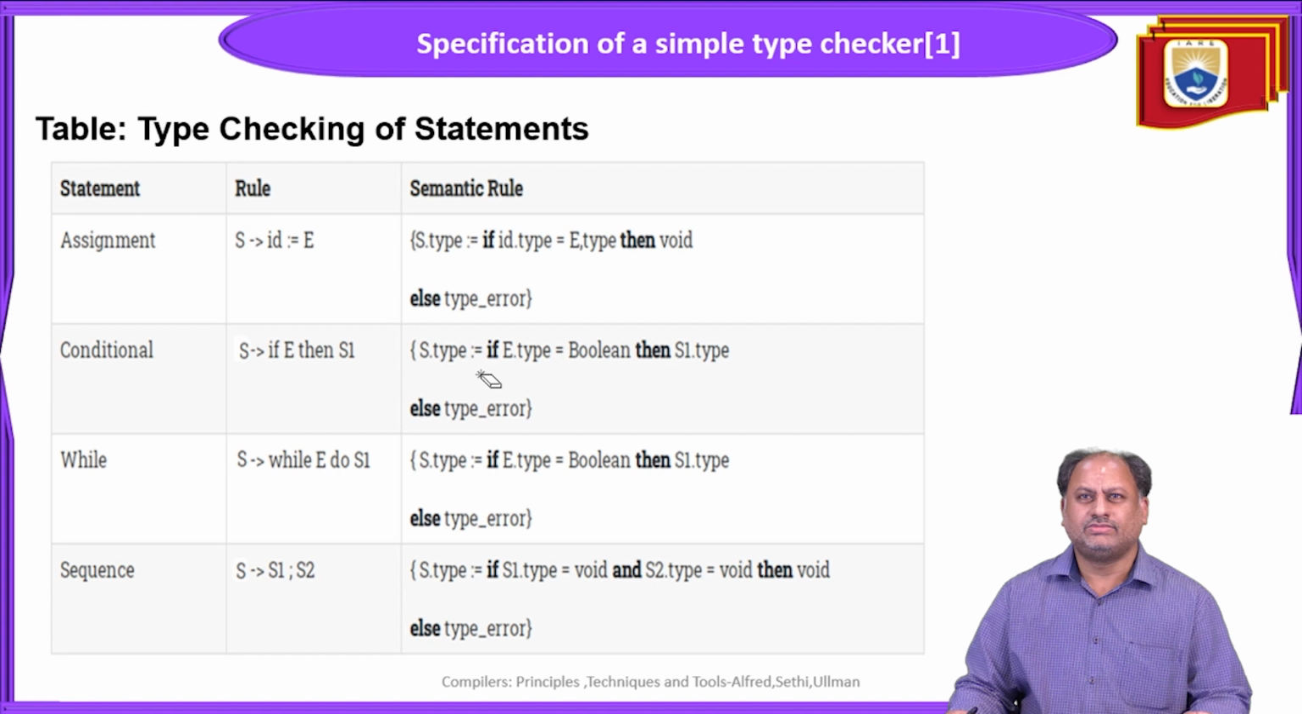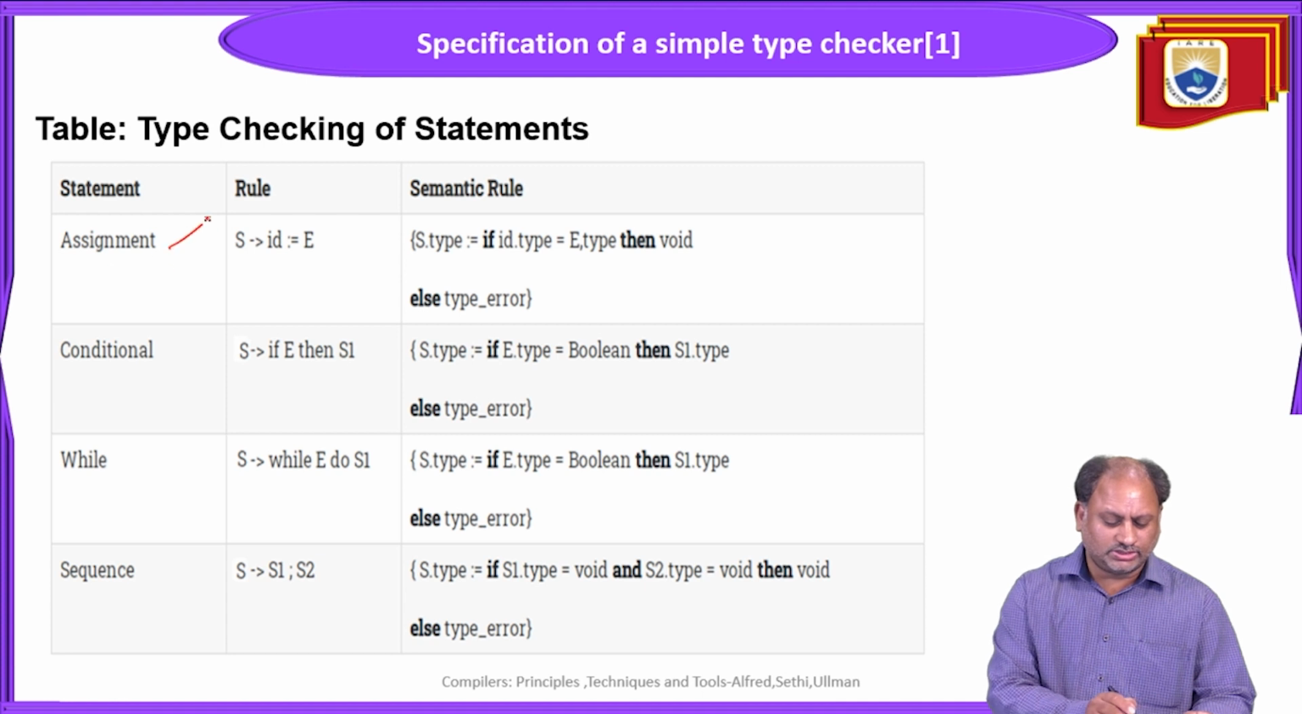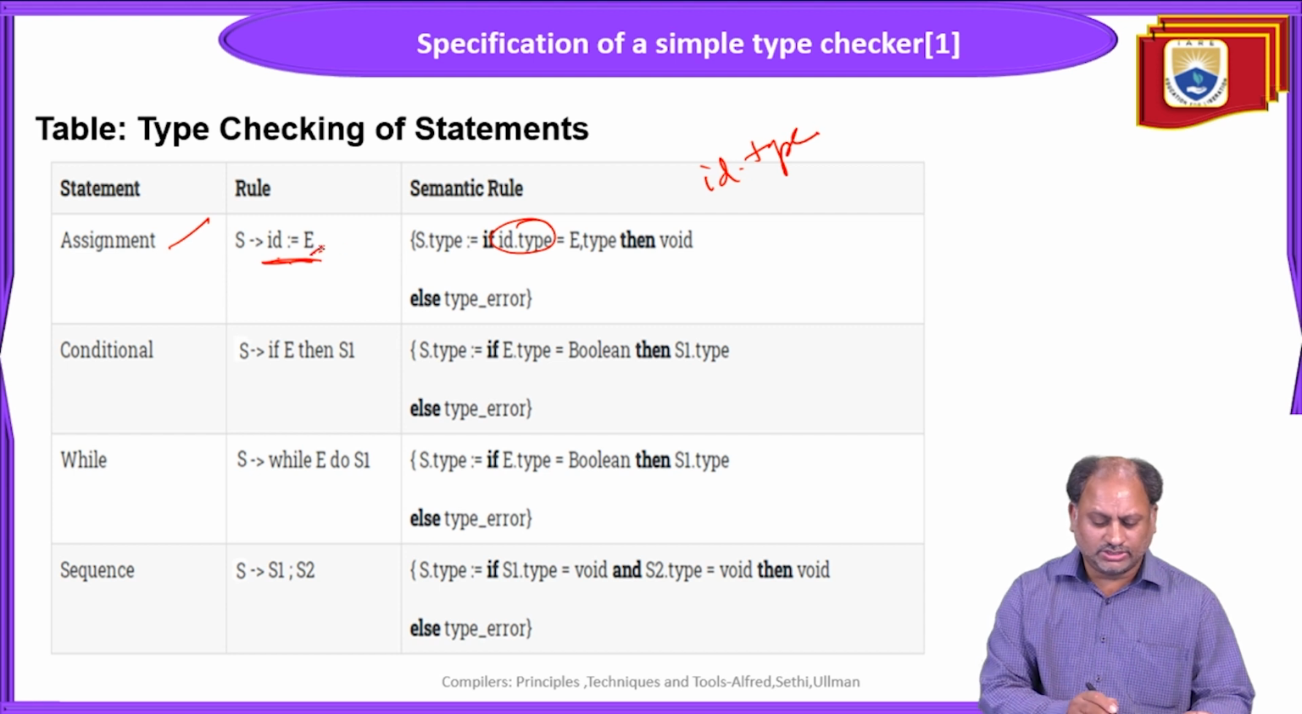So here we have seen how the type checking of statements can be done. This is a simple assignment statement, that means identifier equal to E. In this one, what is the identifier type? ID dot type. And what is E dot type?